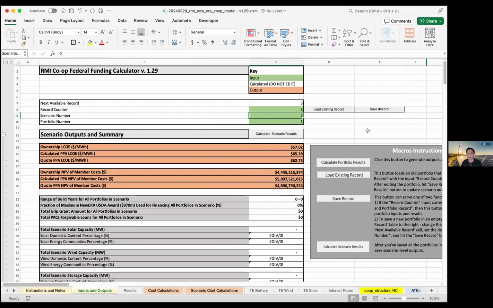Now, this scenario doesn't yet exist, so the first thing I want to do is to save this record. This record and scenario doesn't exist, so I want to save this record first. So I'm going to hit Save Record. And so right now, I have saved a new record.